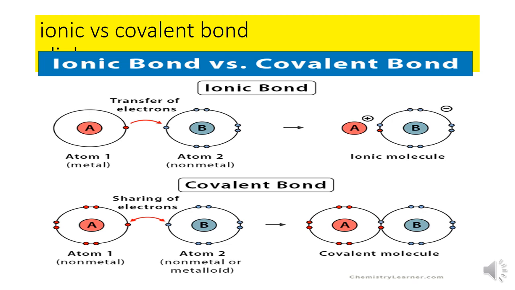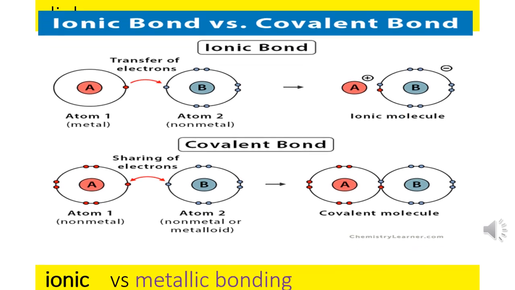Then for covalent bond, there is a sharing of electrons. Here we have the share of electrons. This is a non-metal. For example, we have chlorine, and also this is a chlorine. Finally, we'll have chlorine as Cl2. This bond is a covalent bond because there is a share of electrons, not a transfer.